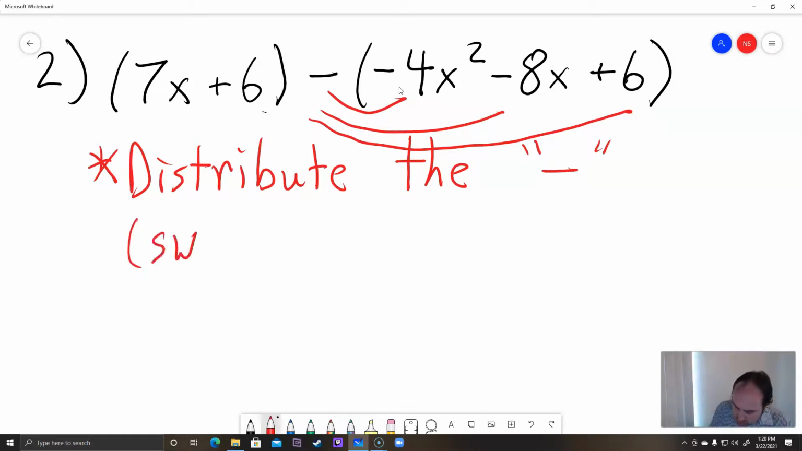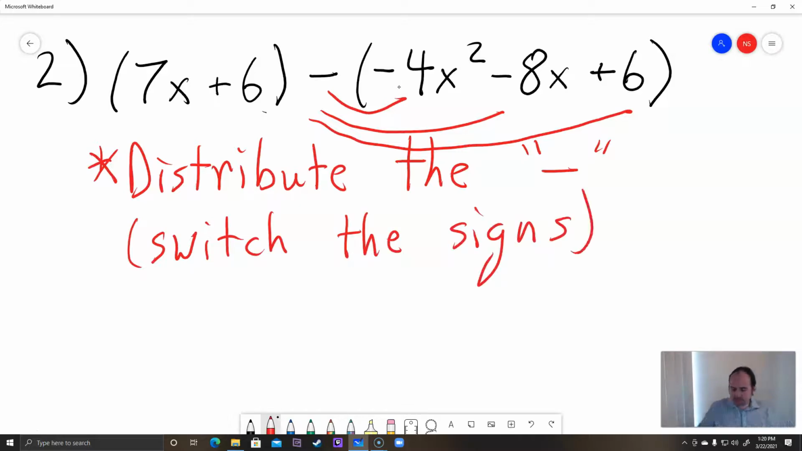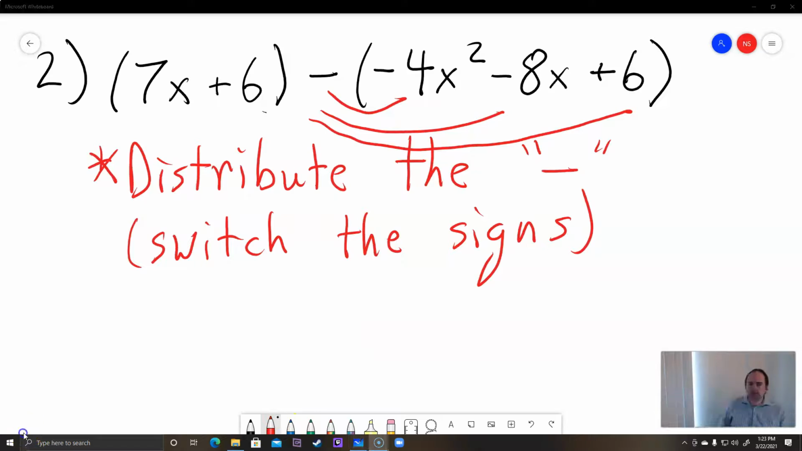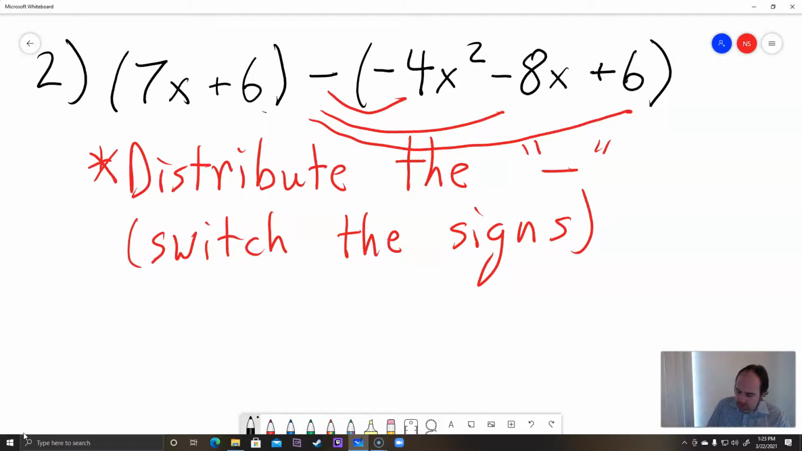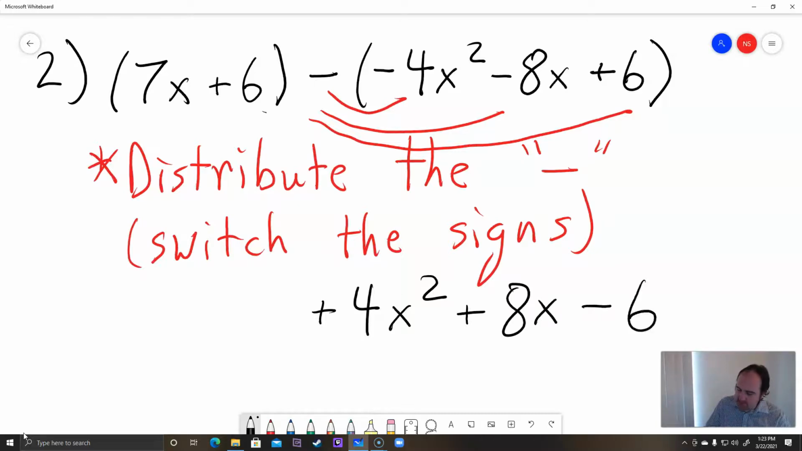Okay, so that just switches the signs. Right now it's minus, minus, plus, but after we distribute it, those signs are going to switch. So it's going to become plus, plus, minus. Focusing on that second polynomial, we're going to have positive 4x squared, positive 8x, and then minus 6.